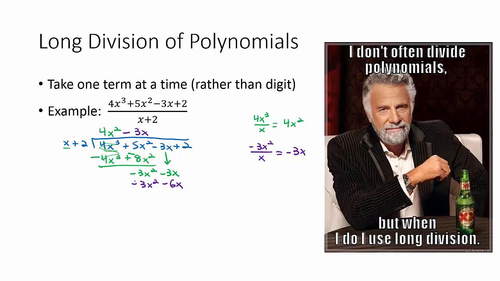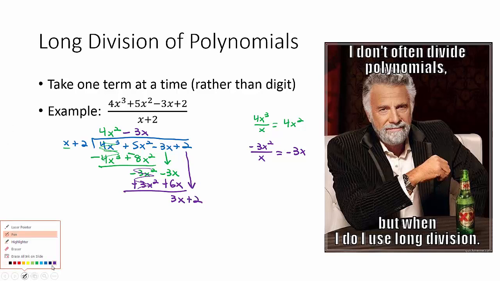Now we subtract that, which is the same as changing the signs on everything. Don't forget to change the signs on everything before you combine. Negative 3 plus 6 is 3x. And then we bring down the last term. Then we can do it again. This time the front term is 3x. We're dividing out the front term of x. That leaves just 3. It's a positive 3, so we'll say plus 3.